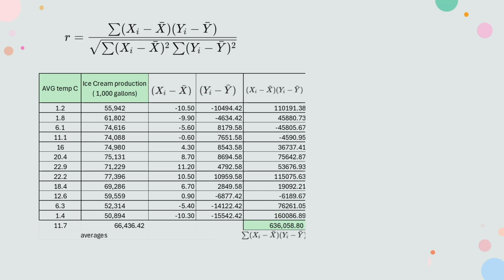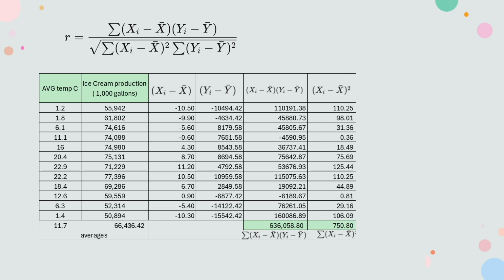The next breakdown of the formula is the entire numerator, and that is the product of the first two columns. Negative 10.50 multiplied to 10,494.42 is 110,191.38. And according to the formula, we need to get the summation of this column. So the grand total of this is 636,058.80.